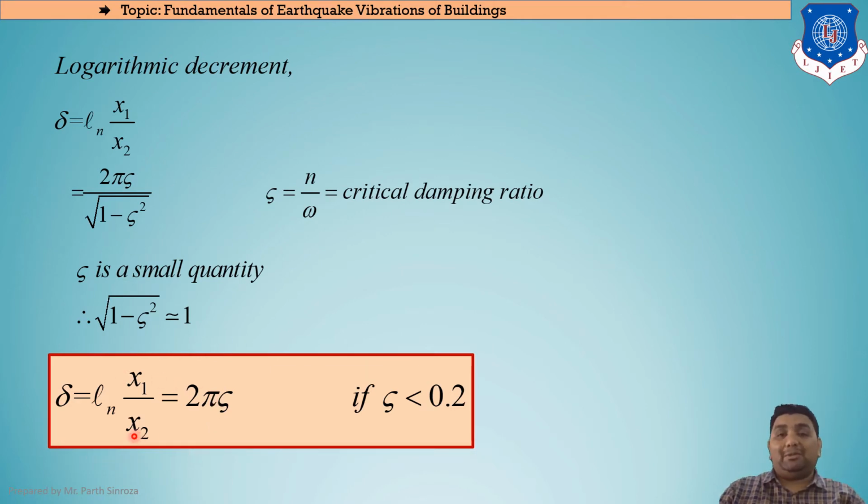If the successive amplitudes are given in the question, then we'll be using the equation delta equal to ln x1 by x2, and if the damping ratio is given in the question, then we'll be using delta equal to 2 pi zeta. Clear?